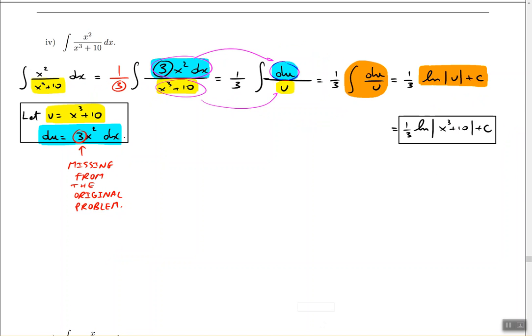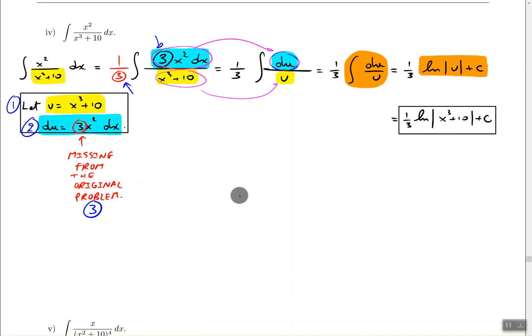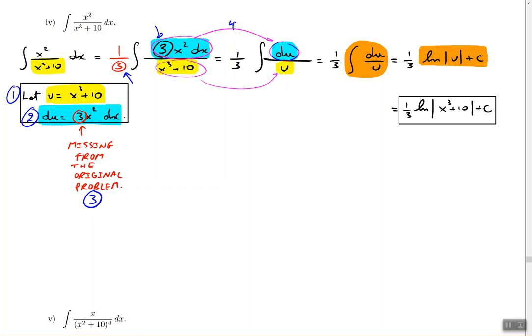So let's describe the steps again. So the steps are this. First of all, I look for the u. Second of all, I find what the du is. Next, I needed to figure out what's missing from the problem and put the missing thing in the problem. So that was step number 3. Step number 4 is to figure out who replaces the du. Step number 5, who replaces the u. Step number 4 and 5 are done.